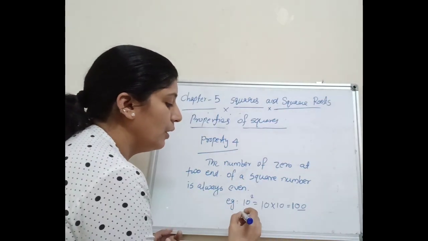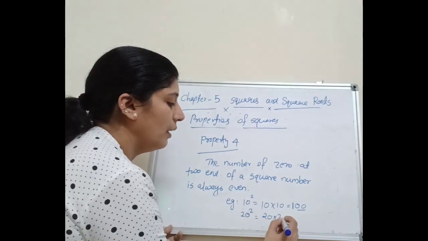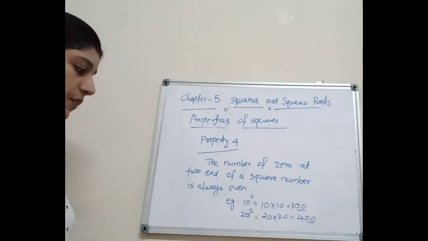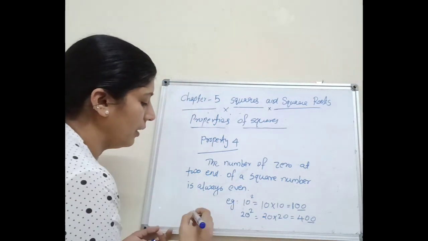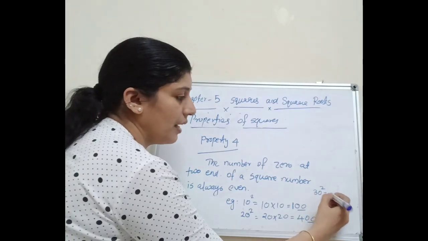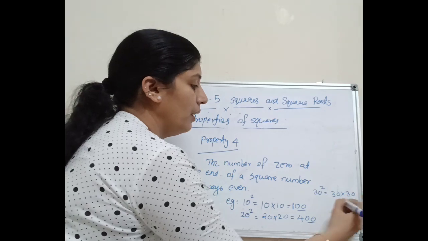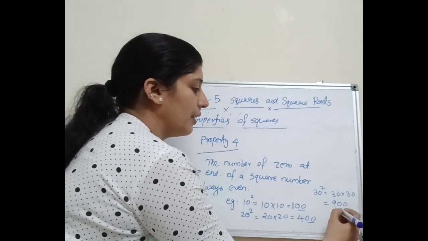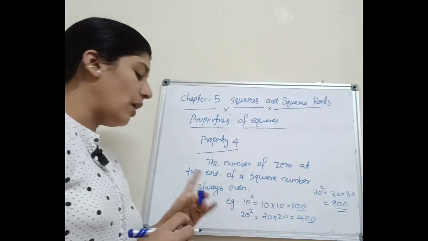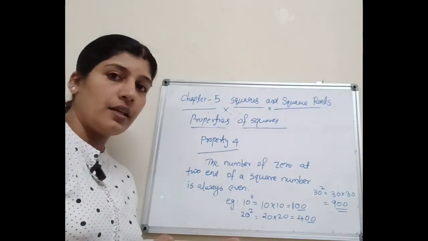Next, we can consider 20 square. Therefore, 20 square is equal to 20 into 20. That implies 400. 400 ends with two zeros, an even number. Next, we can consider 30. Therefore, in the case of 30 square, it can be written as 30 into 30. Therefore, the value will be 900. Therefore, 900 ends with two zeros. That means, in the fourth property, the number of 0s at the end of a square number is always even.